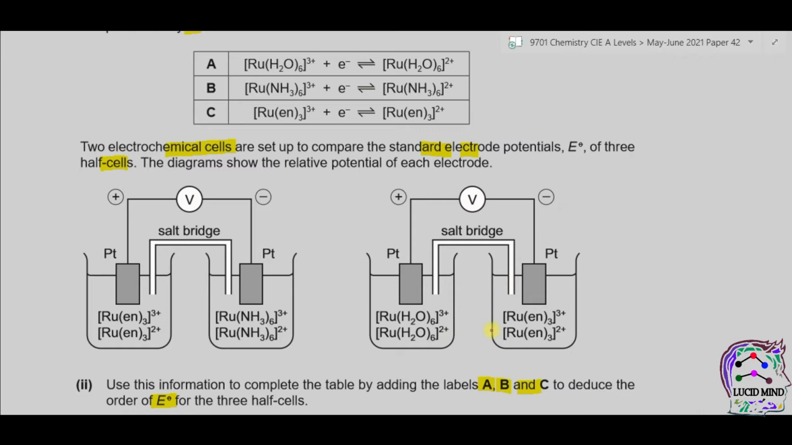Let's first write the symbols for these half cells from this given table. We have [Ru(en)3] 3+ and 2+. This one is C. Then we have [Ru(NH3)6] 3+ to 2+, this one is B. And this half cell is of [Ru(H2O)6] 3+ to 2+, and this is A. Again we have [Ru(en)3] 3+ to 2+, this one is C.